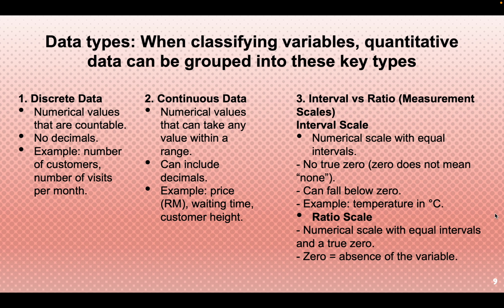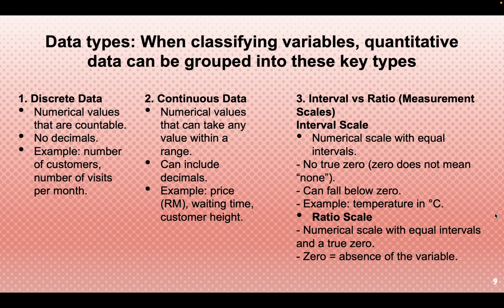We classify quantitative data into two main types: discrete data, which are countable whole numbers like number of customers, and also continuous data, which is measurable and can include decimals, such as price or waiting time. Identifying this helps you choose the correct statistical test.